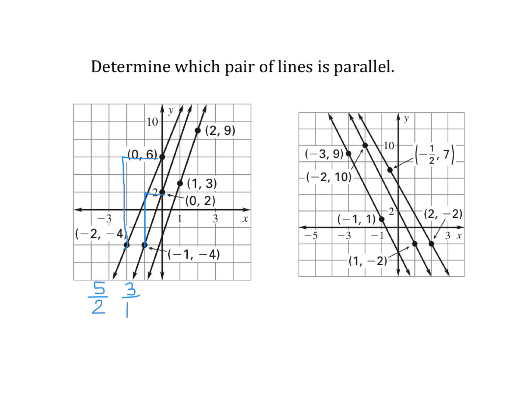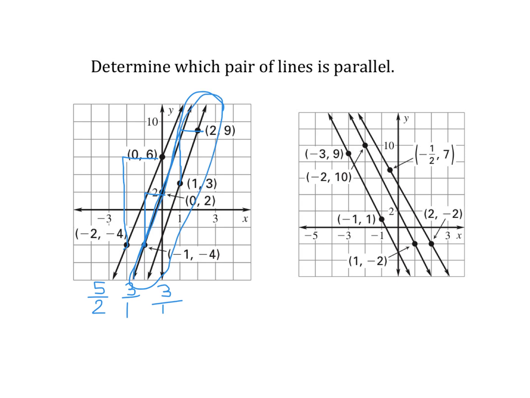And then this third line, it starts in the middle of a square, but I can still count the squares. I can just go up 1, 2, 3, and 1. So it's also up 3 and over 1. So it's these two lines that are parallel. And we probably could tell just from looking.